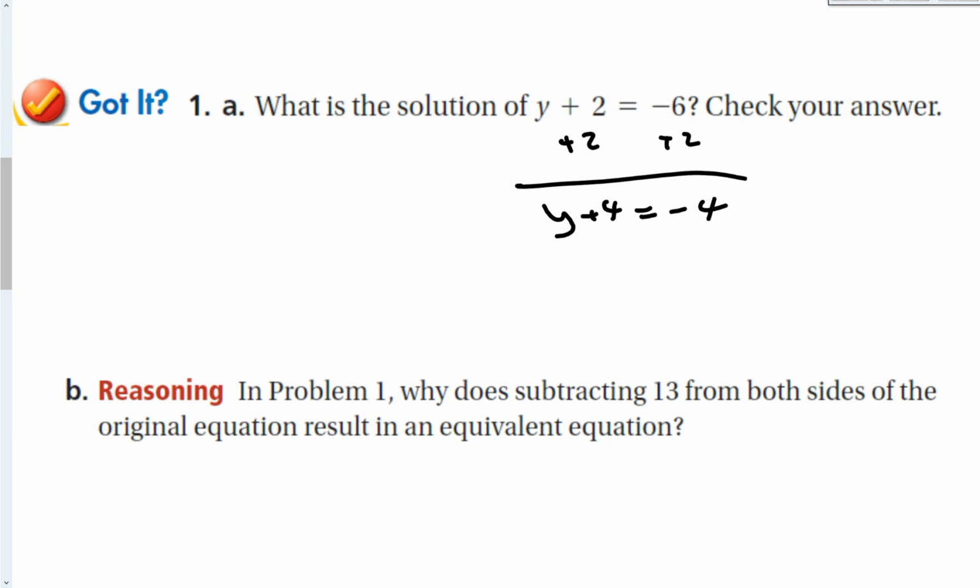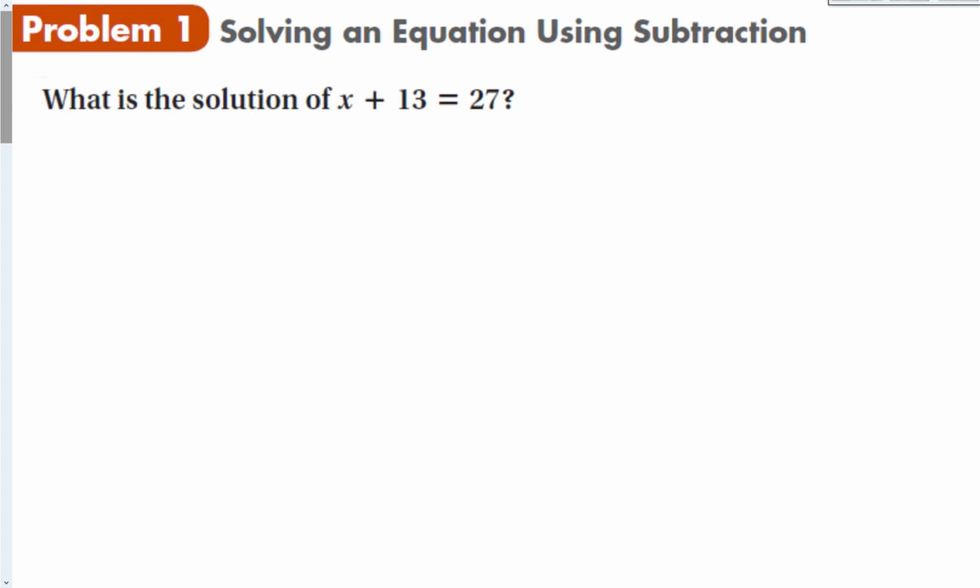Okay? So why does subtracting 13 from both sides of the original equation result in an equivalent equation? Because, and I cleared this off, when I subtract 13 from both sides, we still have x is equal to 14. This is still a similar equation because we're doing the same thing to both sides, okay? So we have an equivalent expression coming from the subtraction property of equality. So when I subtract the same number from both sides, I get the same expression.